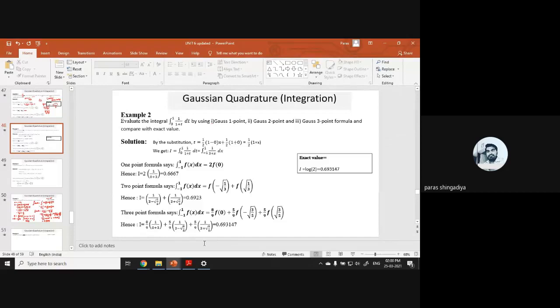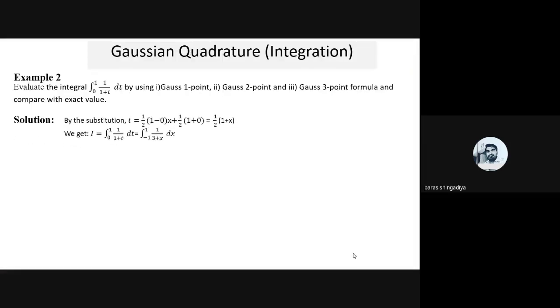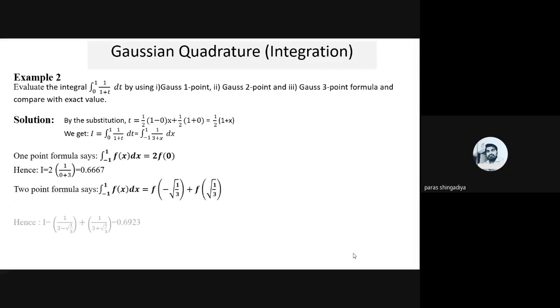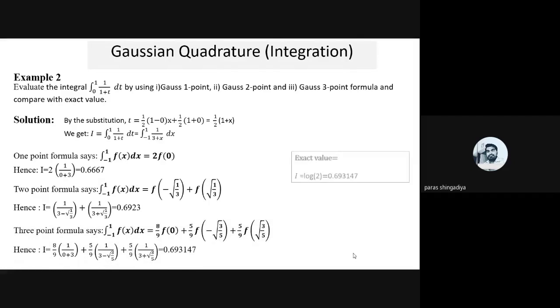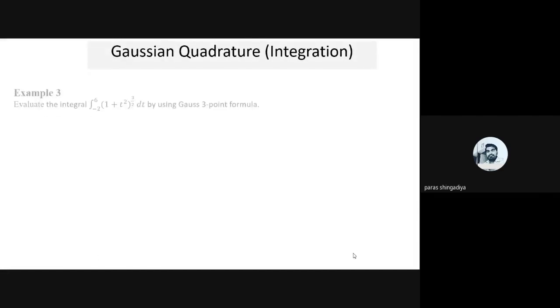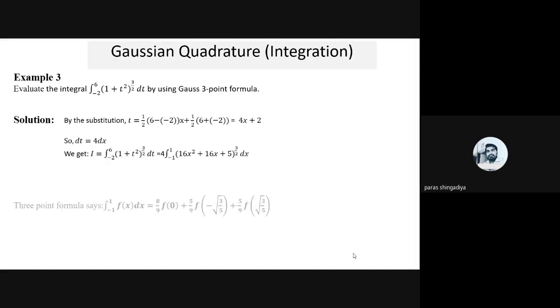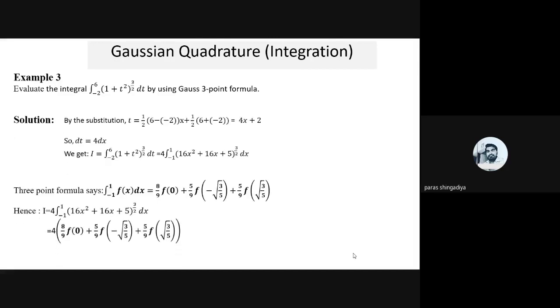Directly use this formula. And if the limit is not minus 1 to 1, we'll use this relation, 1 by 2 (b minus a) into x plus 1 by 2 (b plus a). By using the simplification rule, simplify that and convert f of t to f of x. The limit will be changed to minus 1 to 1, and then we'll get a modified function, and based on that we can check the answer. So this example we have also completed.